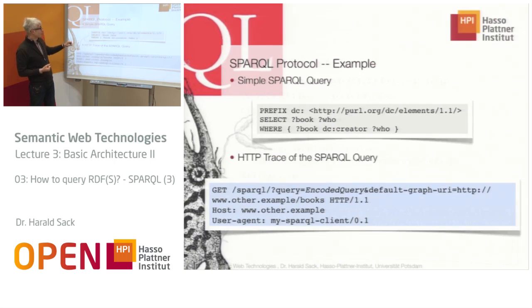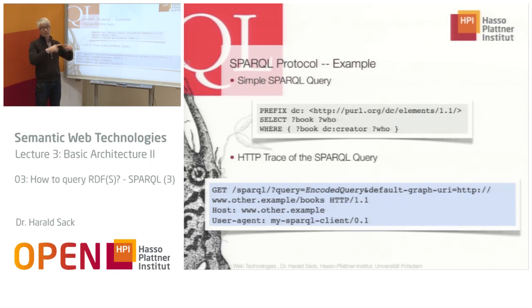So what happens next? For example, this is our SPARQL select query that we sent within the HTTP protocol, and let's take a look at the HTTP trace of the SPARQL query. What we have is an HTTP GET request to a specific SPARQL endpoint, and then we have the entire query, which is encoded in that case. Then we have the host name of the host where the SPARQL endpoint is located, and the user agent, which for example is my program that I have called my SPARQL client 0.1. So it's a simple HTTP GET request in the same way you know it.